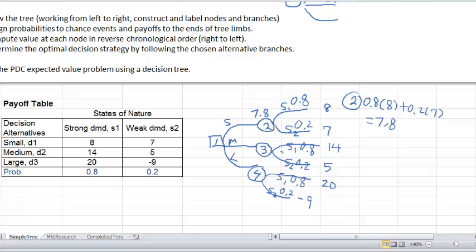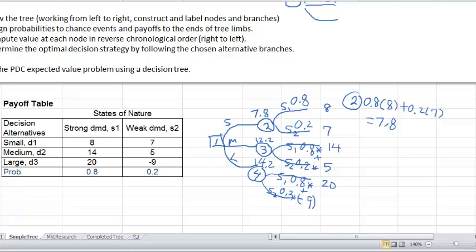Now this one we're going to multiply again. 0.8 times 14 plus 0.2 times 5, that gives us 12.2 as before. Here we multiply 0.8 times 20 plus 0.2 times negative 9, that gives us 14.2. Okay, so now we jump to the left to node 1.